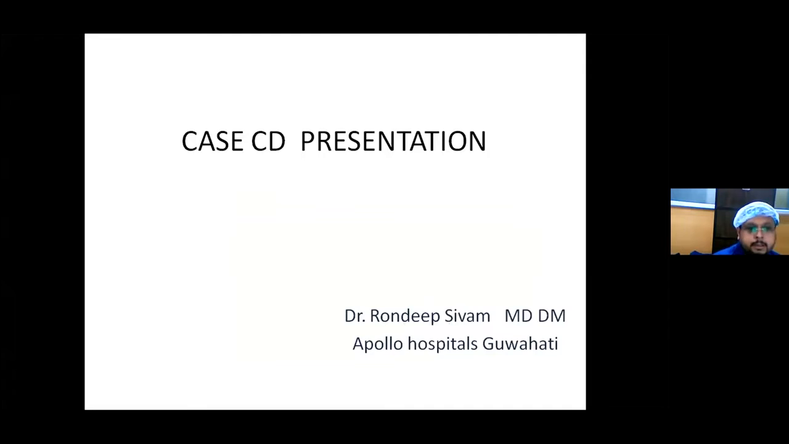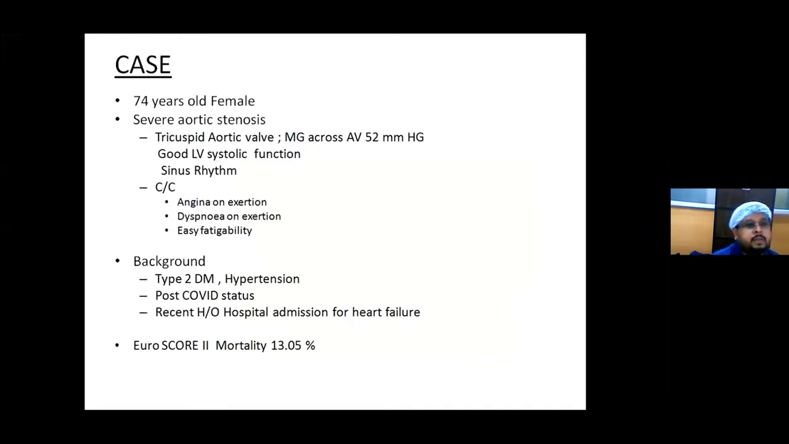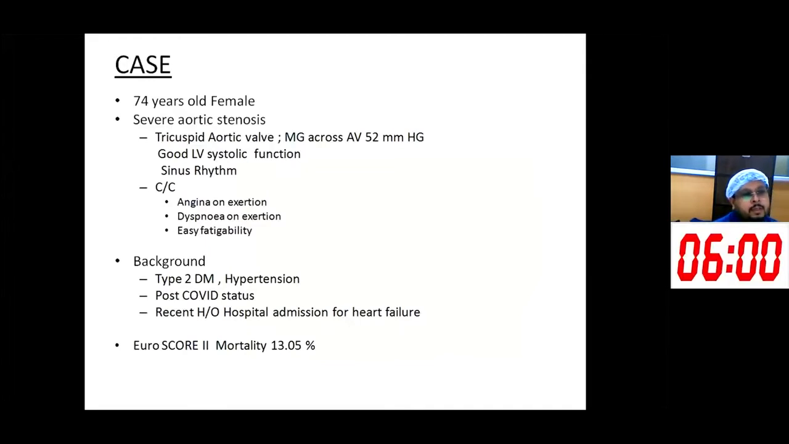So this is a case. We have a 70-year-old female patient diagnosed to have severe aortic stenosis. On echo, it was a tricuspid aortic valve. The mean gradient across the aortic valve was 52 mmHg. LV systolic function was good. The patient was in sinus rhythm.